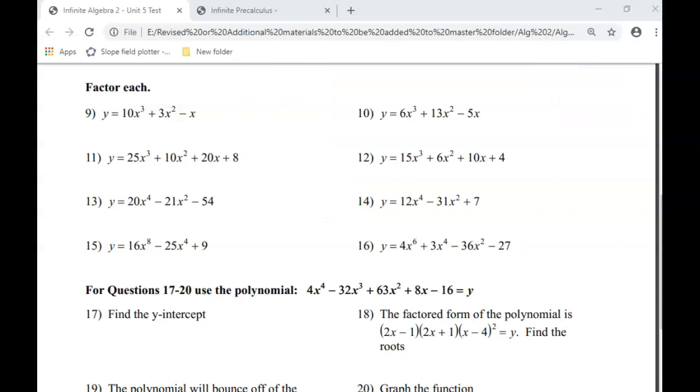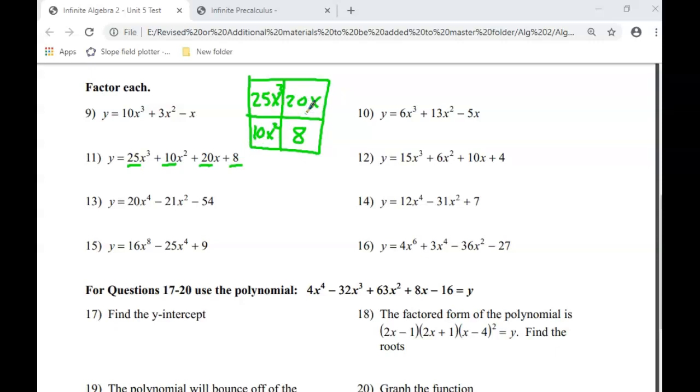Let's go ahead and take a look at number 11. Now, number 11, nothing goes into 25, 10, 20, and 8, and they do not all have x's either. So there's no GCF on this problem, but there are 4 terms, and when there's 4 terms, that's a box method approach. The box method is a little bit different, though, when you have 4 terms as opposed to when you have 3. So you put your first term here, you put your last term here. The other 2 terms can go anywhere.